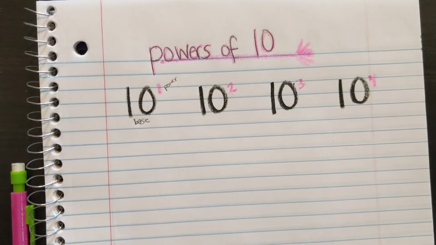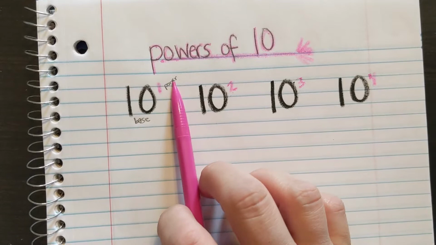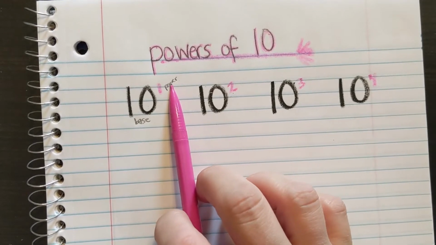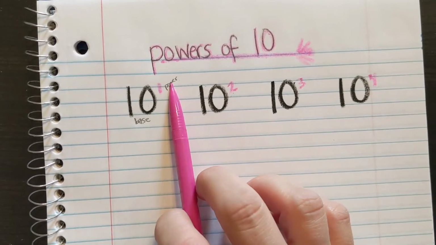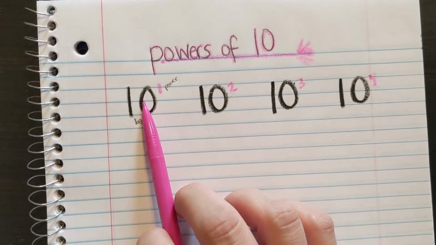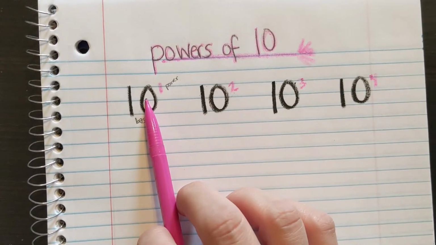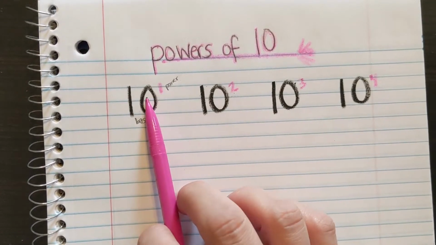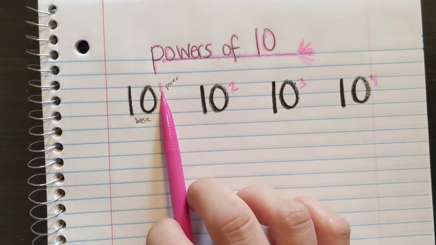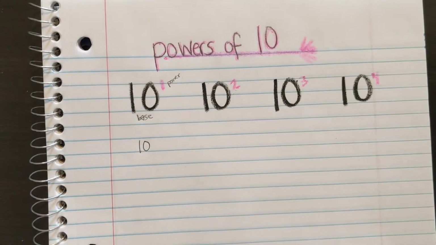Okay? So now that we have that all written, let's talk about what that really means. This little teeny tiny power is the one in charge. It's the boss. The power is powerful, and it gets to tell the base how many times they want it to multiply itself. I know, sounds a little crazy, right? So how many times do they want you to throw down the number 10? Only one time. Will you please write the number 10 underneath that?